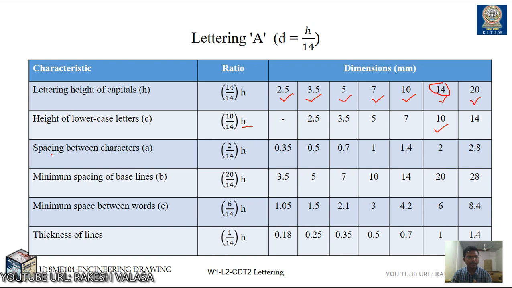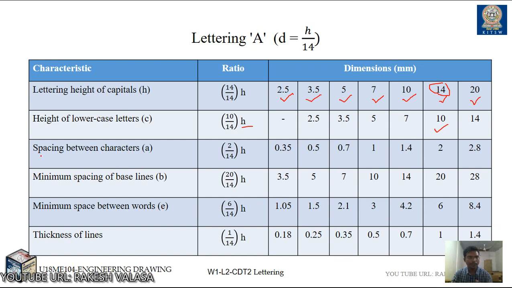Similarly, spacing between characters, that is a. In the next coming slide, these are represented with these symbols: lettering height of capital letters, H; height of lowercase letters, small c; spacing between characters, small a; minimum spacing of base lines, that is B; minimum space between words, that is small e.